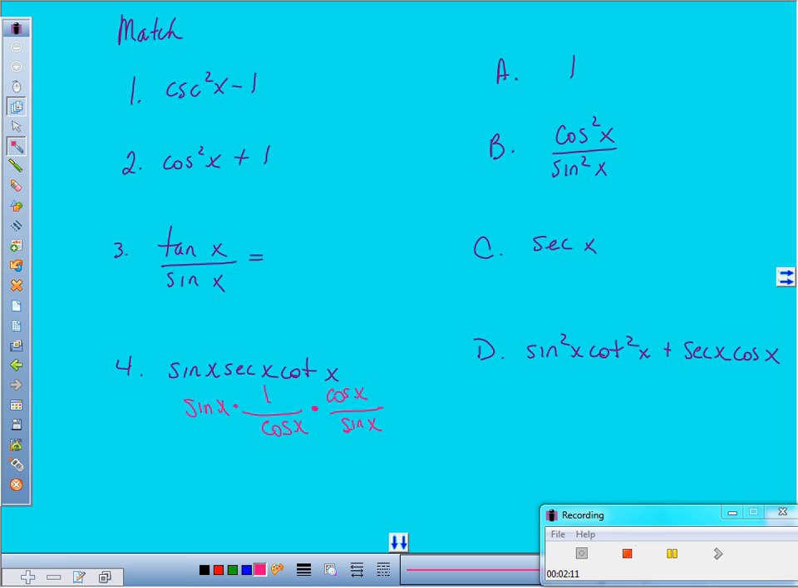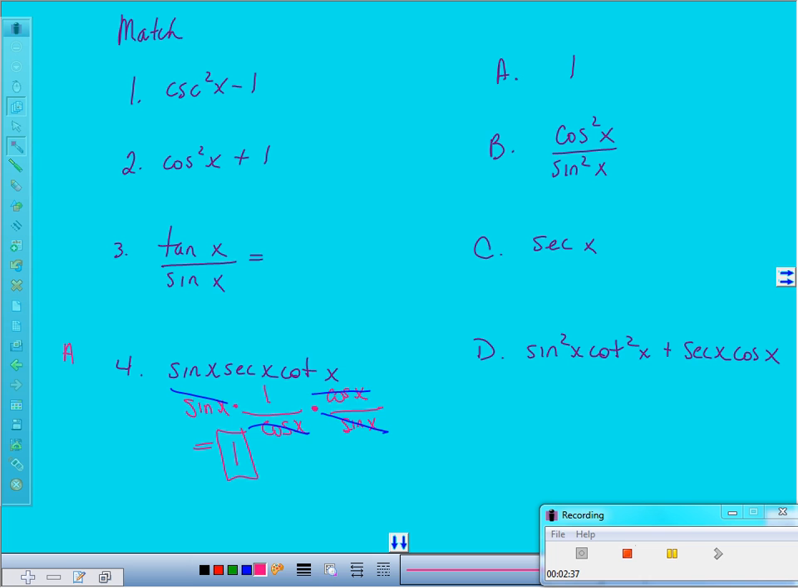Now do the algebra. What can you perhaps cancel? And yeah, that's the good news. Cosines go. You can cancel sines then, and you are left with a nice round 1. And so we know it matches with letter A up in the top right corner.